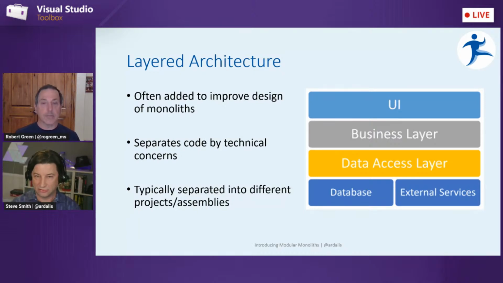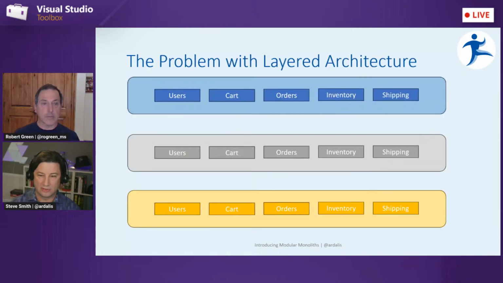But at the end of the day, you're still largely separating things by whether it's a UI concern or an infrastructure concern like data access, or business logic, or your domain model if you're doing domain-driven design. And so although the dependencies might be different, the idea that we're separating things at the highest level by technical concern remains. And so the problem with this layered architecture approach is that it doesn't offer enough modularity at the feature level.